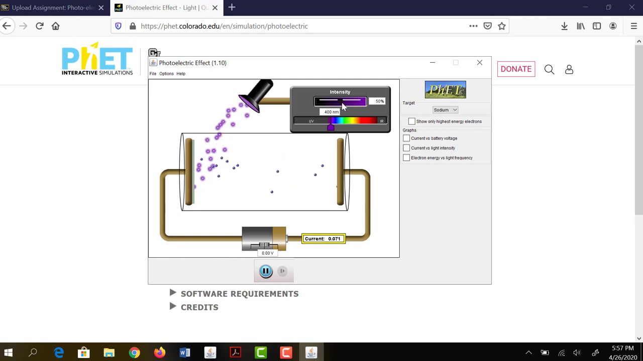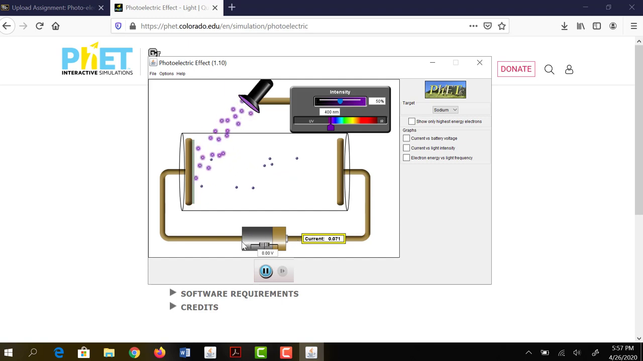Okay, 50%. So photons come here, hit electrons. Some of them grab onto that energy and they go across. Right now the battery's set at 0 volts, but we do have current flowing. So the freed electrons are moving across. They end up at this plate, and they don't like to be by each other, so they head through here.